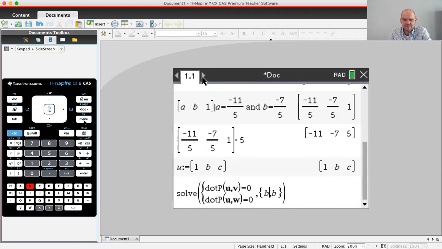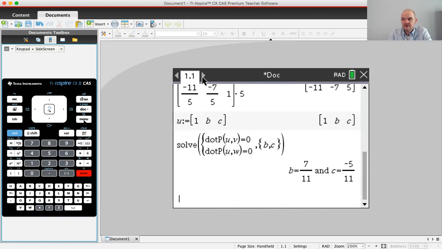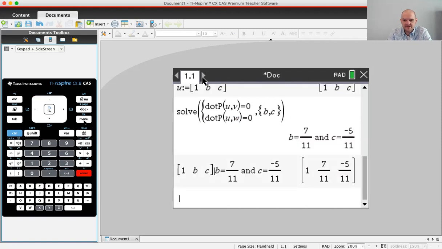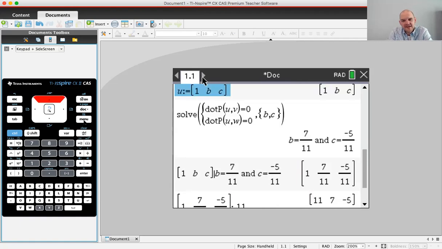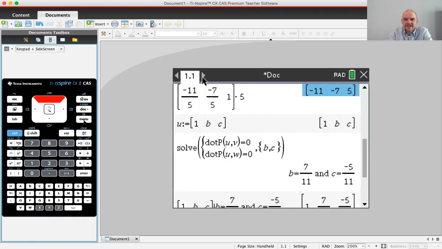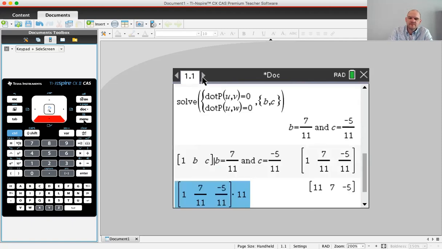I don't know what'll happen if I leave it the way it is. I mean, we could find out. So now do such that this, why not? Let's multiply by 11, right? Clear out denominators: 11, 7, negative 5. But what did we get last time? Negative 11, negative 7, 5. So they're all just scalar multiples of each other, it looks like.